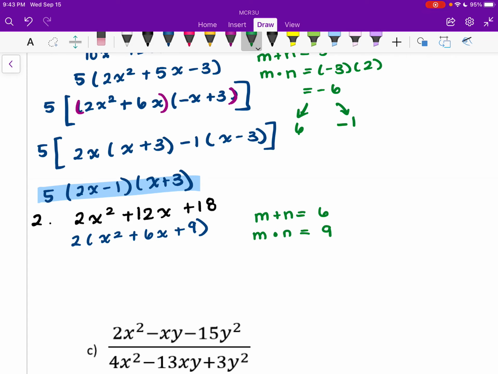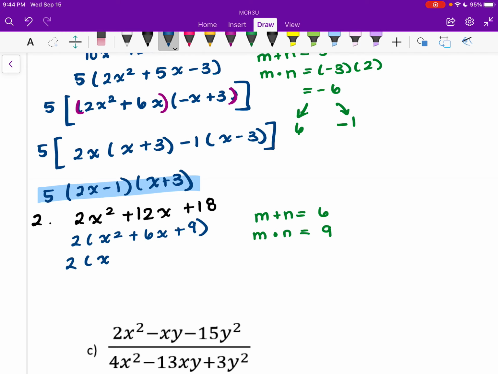Another thing you could notice is that this is a PST, a perfect square trinomial. Personally, I found it easier to do it by decomposition. But if you see that it's a perfect square trinomial, it's pretty easy to just go ahead and write out x plus 3 squared. But I found it easier to do it this way.